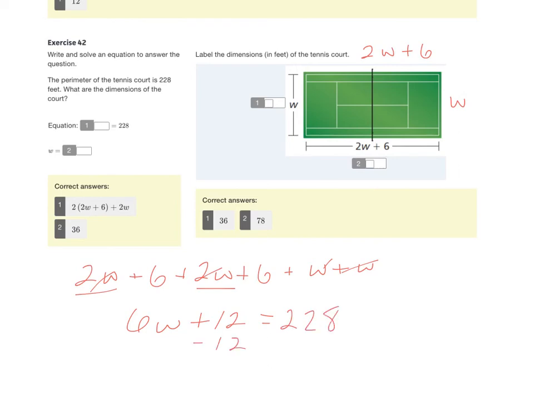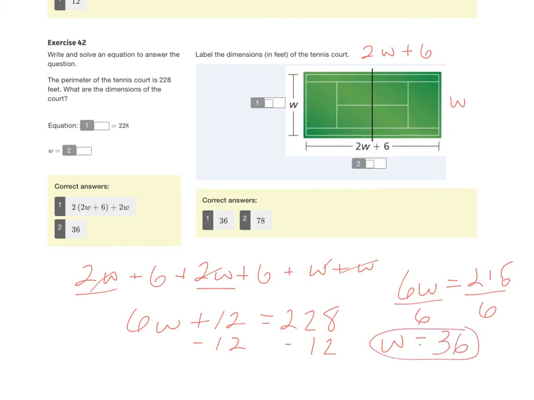So I'm going to start out by subtracting 12 from both sides. That's going to give me 6w is equal to 216. And then we're going to divide that by 6 to get w. So w is equal to, and I believe this to be 36. So w is equal to 36, but let's see, what do they want here? They want the width. So we know that the width is 36, and I don't know what they wanted, the perimeter, the correct answer, so we have it all written out.